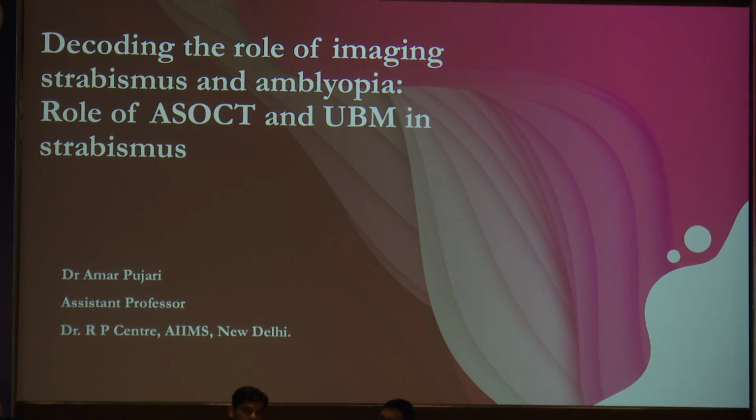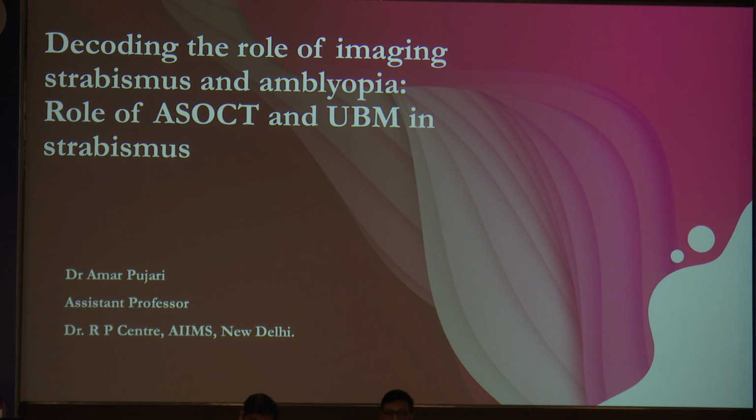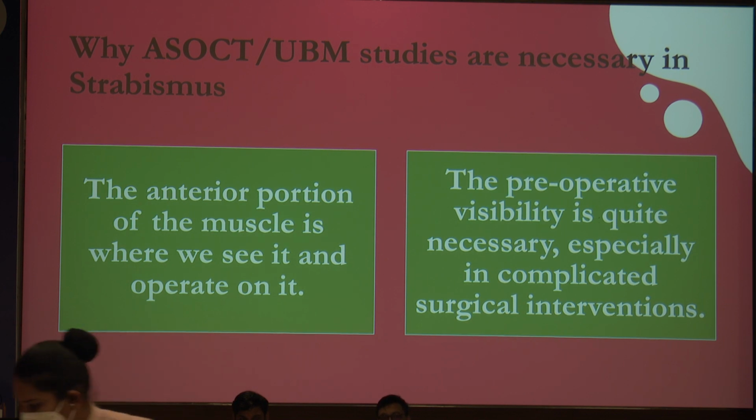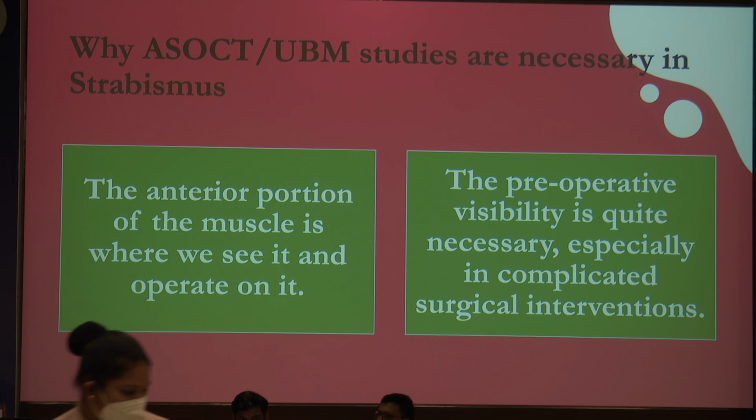So in this manner, I will be talking about AIOCT and minimally about UBM because I have mainly worked on AIOCT. I will try to show how to identify the muscle in different scenarios and how to use that knowledge for your surgical planning. So why are AIOCT or UBM studies necessary? Because mainly we operate on the anterior portion of the muscle, right? We never operate on the belly or the origin part of the muscle. We mainly operate on the incisional part of the muscle.